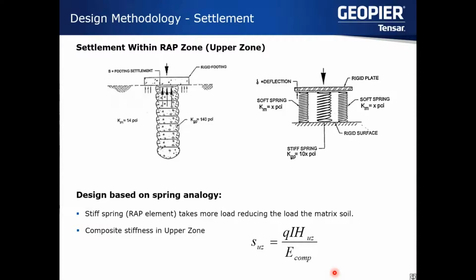And the idea is that each Geopier element which is installed acts as a stiffened element in a weaker matrix of soils, or a spring. And that stiffened element's going to attract more load and increase the load carrying capacity of the site, or increase the composite properties of the site. And we'll calculate settlement primarily by looking at the composite modulus of the upper zone of the site that we've improved.